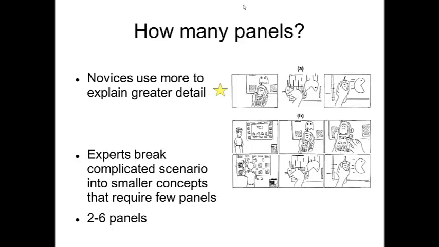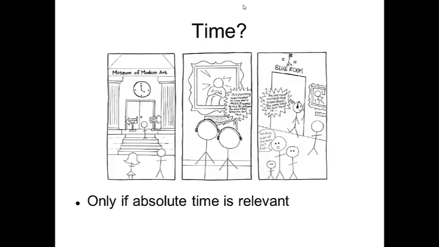The experts tended to break down the complicated scenario into smaller concepts, which actually required fewer panels to produce. So there was lots of extraneous information. So keep things simple again. And most experts use 2 to 6 panels. So any more than 6 panels in your storyboard, and you're probably giving far too much detail. Probably 3 or 4 is an optimum number on average.